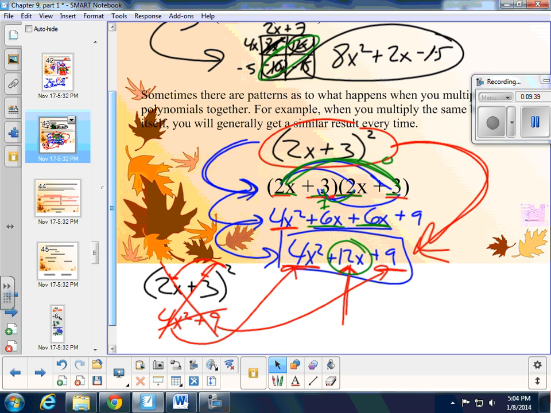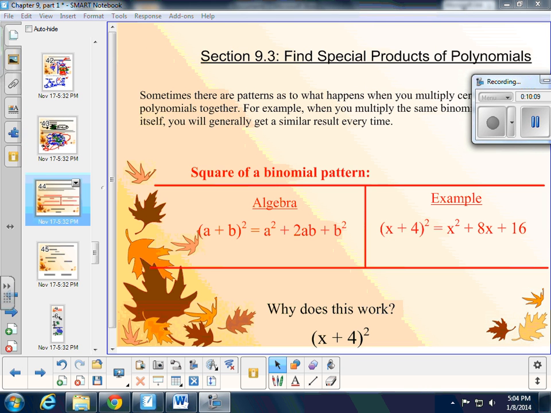If you're taking notes along with me, here's what I'd like you to write down about it. And if it's still a little confusing, I understand, because again, I'm trying to teach you a shortcut when we're still even learning a little bit how to multiply polynomials. I promise. It's called the square of a binomial pattern.